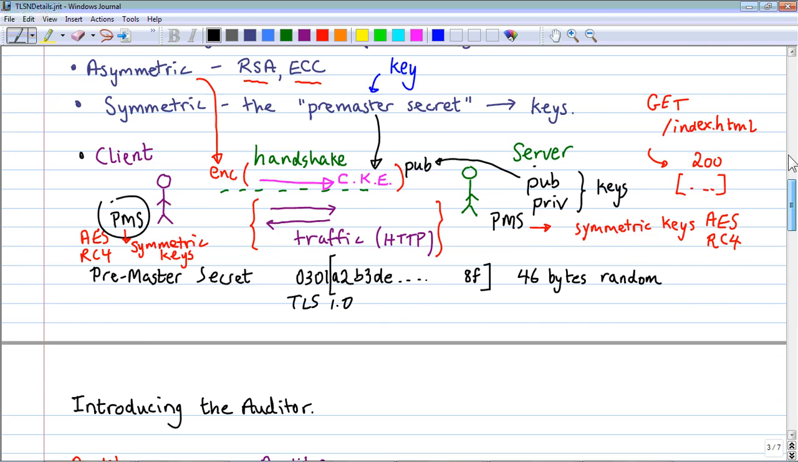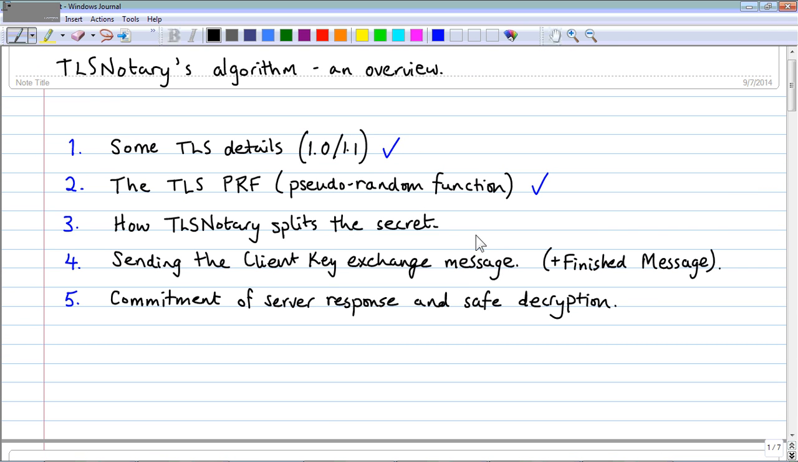What we've seen is how TLSNotary splits the secret. It's based around XOR. It's based around the fact that because we're making two hashes and XORing them together, we can withhold parts of the secret between the two parties. And then there's the fact that how we send the client key exchange message, it's using RSA homomorphism, which means taking two numbers, multiplying them together, and sending the RSA encrypted versions of those numbers to avoid exposing them to the other party.